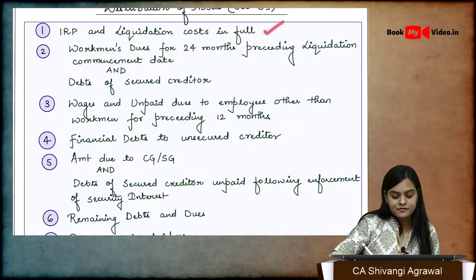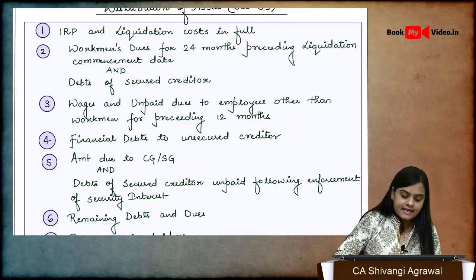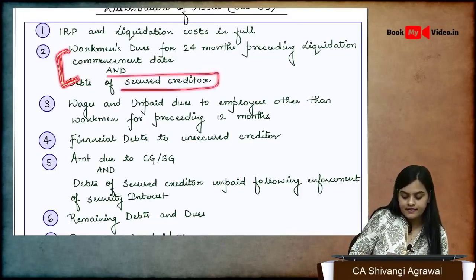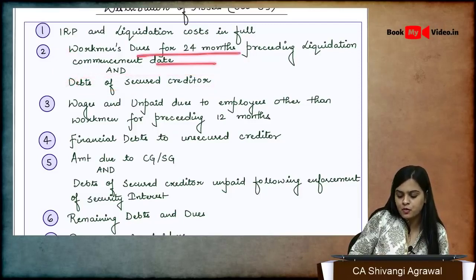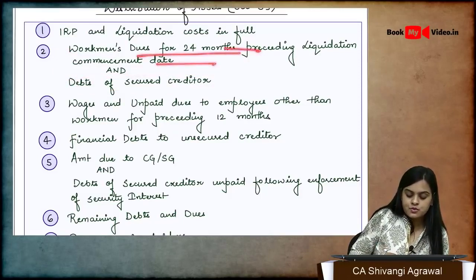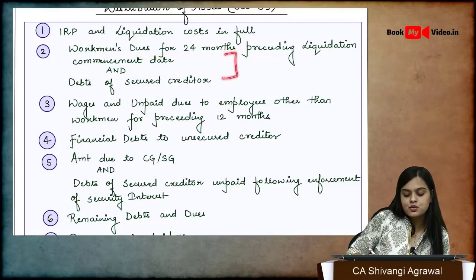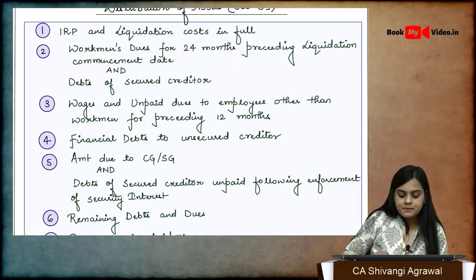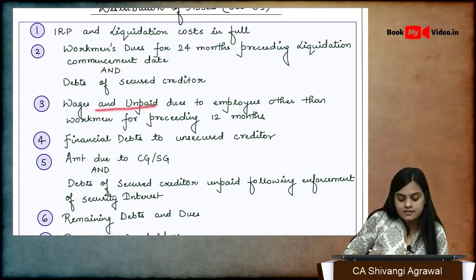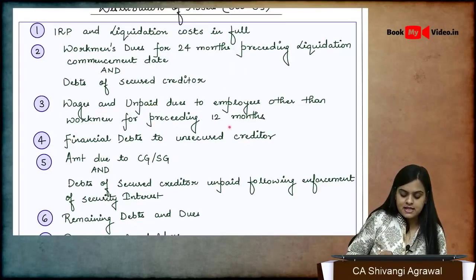First of all, you will provide for the cost, and secondly, you will provide for these two things: debts of secured creditors, if they have relinquished their security interest, of course, as well as the workmen's dues for the past 2 years, 24 months. Okay, so if the money is not sufficient to cover both, they will be paid proportionately. The third stage is wages other than workmen for the past 12 months. Then financial debts to unsecured creditors.